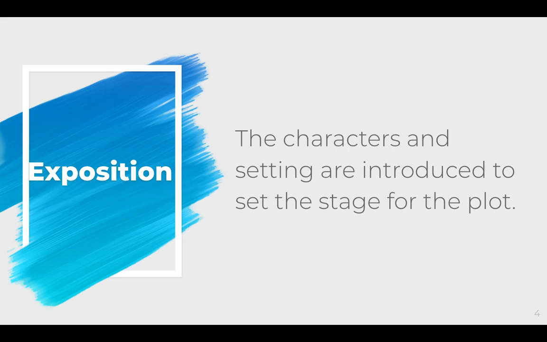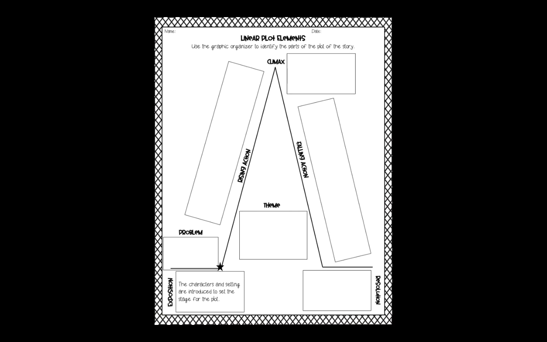So let's start with exposition. This is the very bottom. This is the beginning of our plot diagram. This is where the characters in the setting are introduced to set the stage for a plot. This is basically the beginning of the story when you find out who the story is going to be about and where they are. So your notes should look like this at this point where you have the exposition filled in.